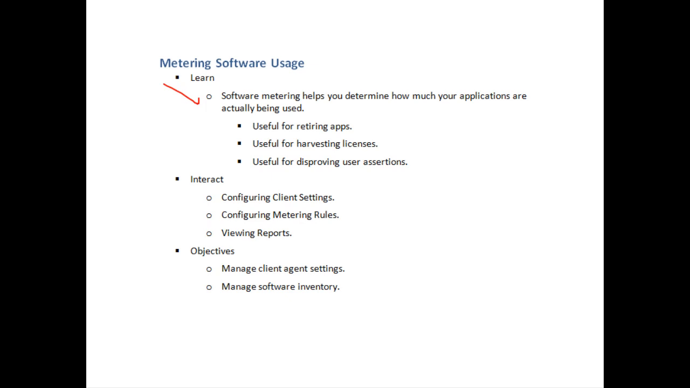In fact, metering software usage is really good for retiring those legacy applications that you know haven't been touched in years, but you have no other way of disproving the users whenever they tell you that they're not using them anymore when they actually are. Also useful for harvesting those licenses and disproving when your users say that they need something that they don't actually need. In fact, software metering may just pay for your Configuration Manager licenses all by itself, just in the elimination of the unnecessary and unused applications in your environment.